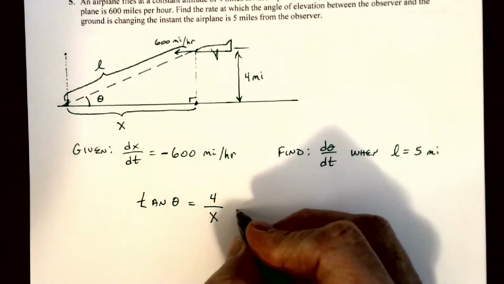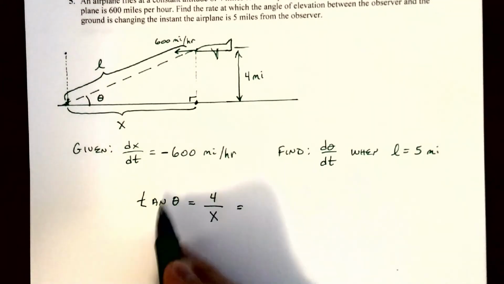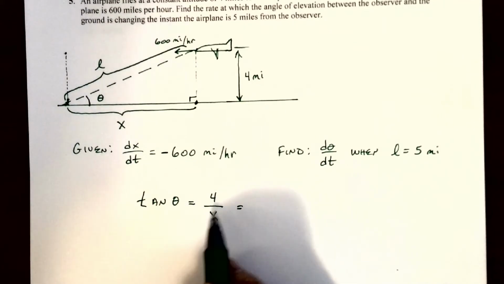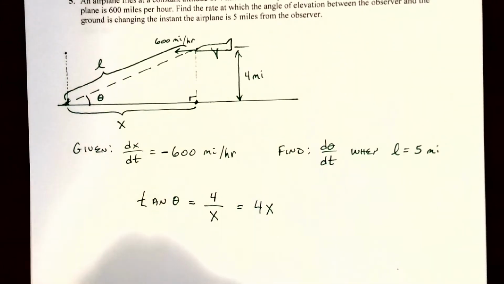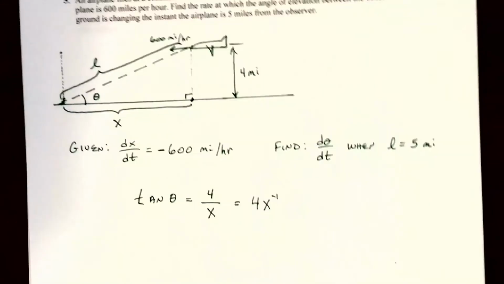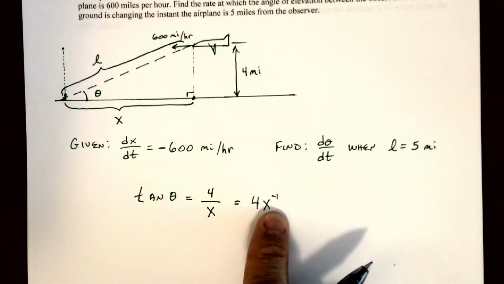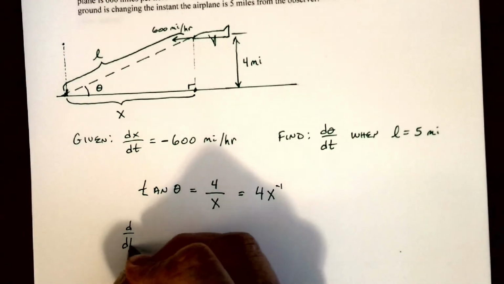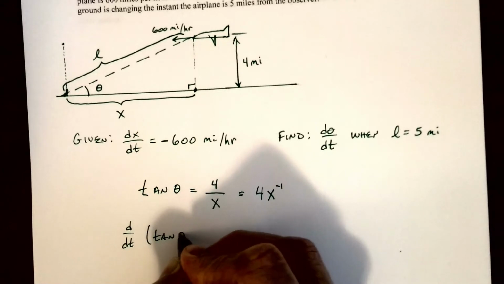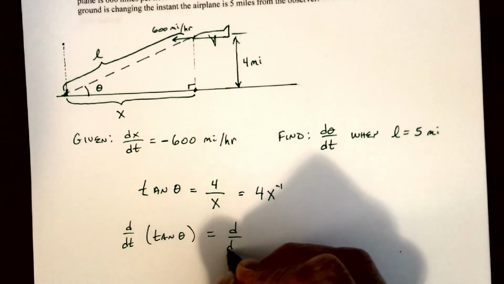Now, before I take the derivative with respect to time of this equation to get my related rates equation, look at this 4 divided by x. Do I have to use the quotient rule on this? The answer is no, because I can rewrite this. This is 4 times x to what power? To the negative 1. So now I don't have to use quotient rule. I can just use power rule. Of course, I've got a chain rule, right? When I take the derivative now with respect to time of both sides, I've got a chain rule.